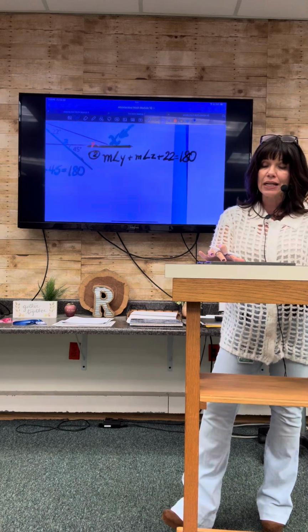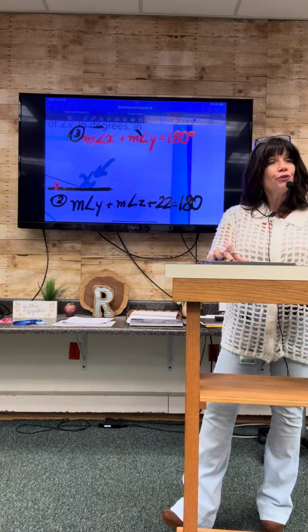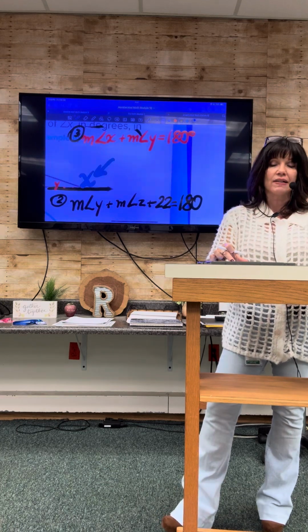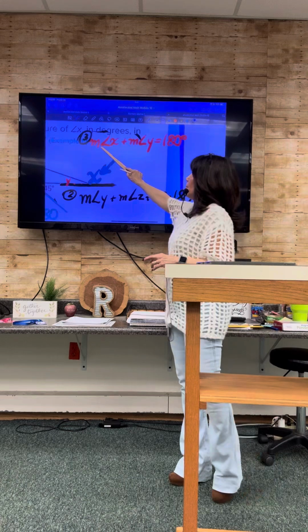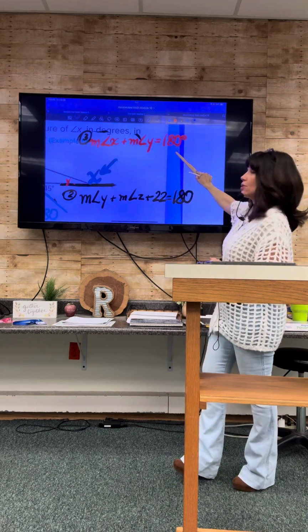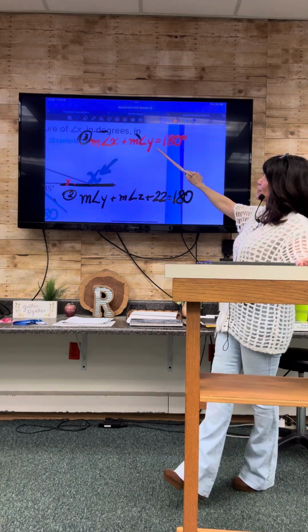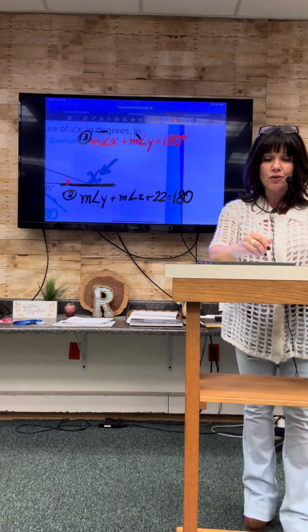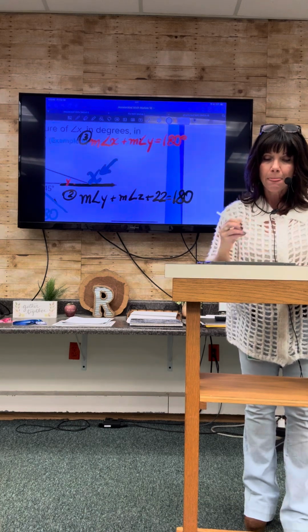In case you still need that, I won't make it disappear entirely. And you don't have to write them in the same locations as I did. Just write them wherever you have white space. Item number 3: measure of angle X plus measure of angle Y equals 180. Let me clean that up just a little bit.